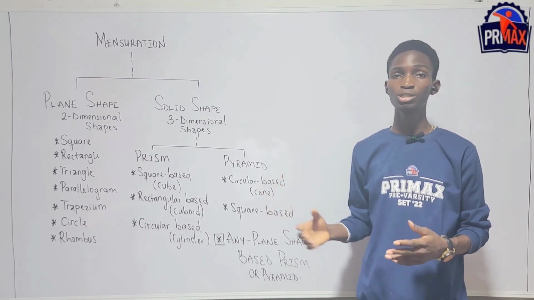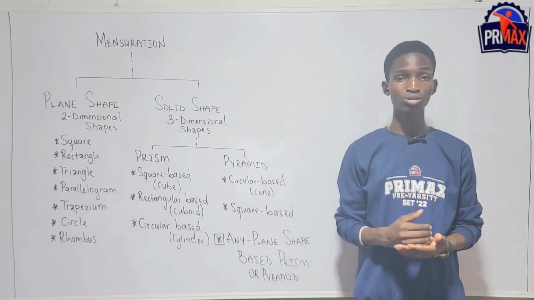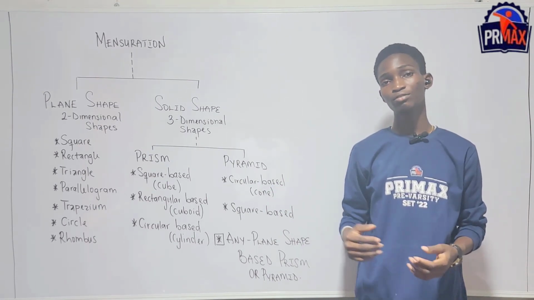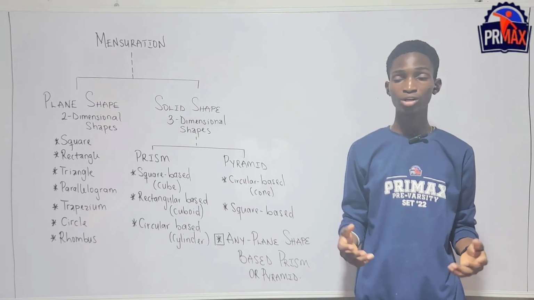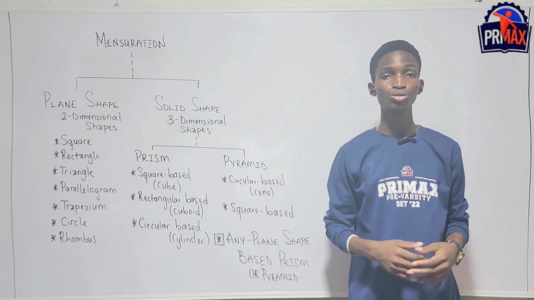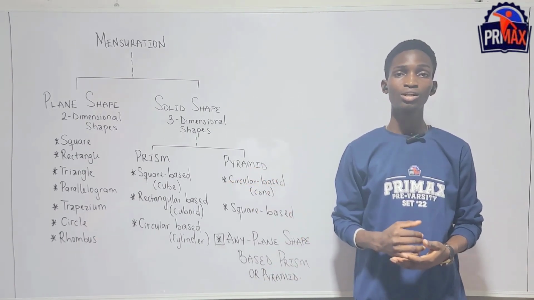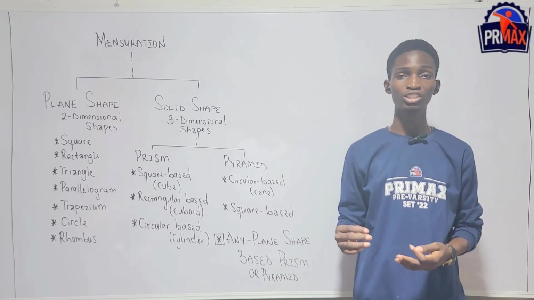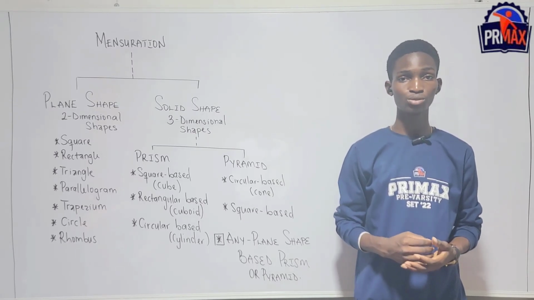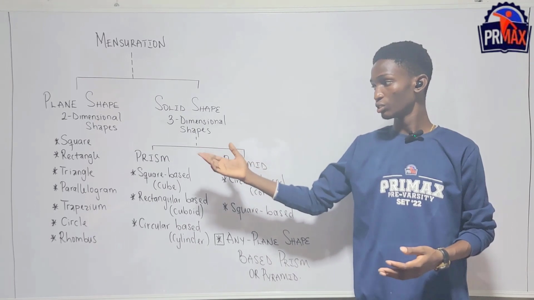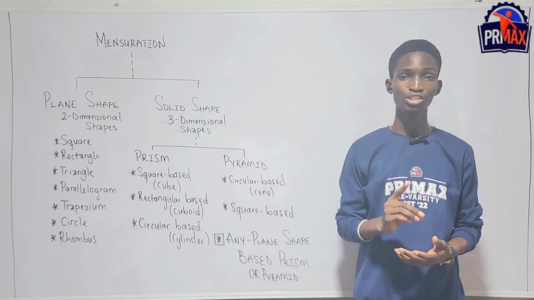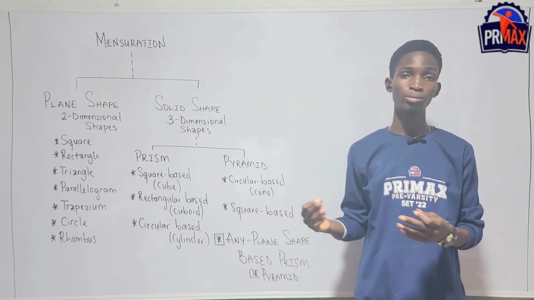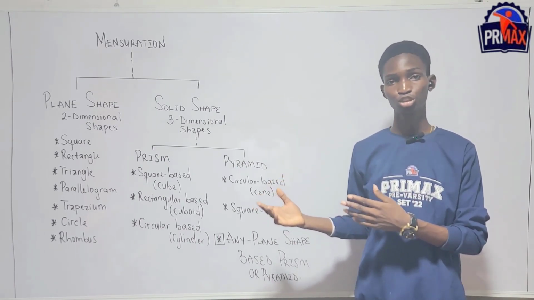Now, under plane shapes, there are some shapes that are important to discuss. And here we have the square, the rectangle, triangle, parallelogram, trapezium, circle, rhombus, among others. There are also other types of plane shapes, but these are irregular shapes where you combine maybe two or three of these shapes together in a single shape. So that's what we talk about, irregular plane shapes.